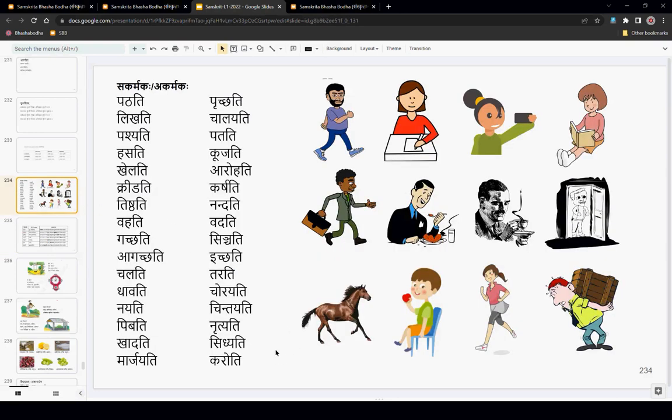Same thing we talked about milati also. I think there was a question in the quiz on Telegram. Milati, some of you got right, some of you didn't. Milati, milati. Pune, can you give some example with milati?